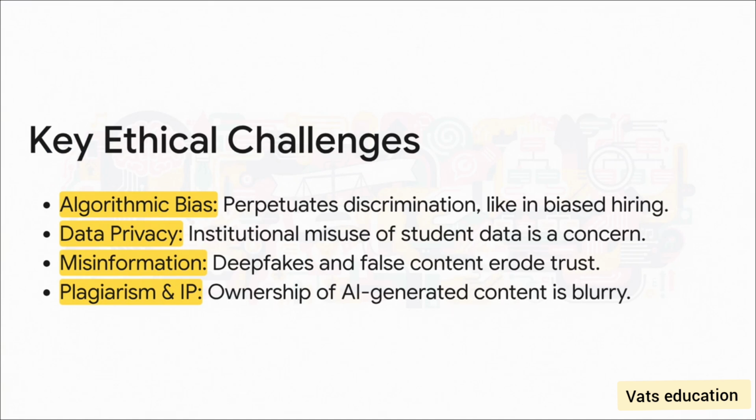Algorithmic bias happens when an AI is trained on biased data from the past, and then it just repeats those same biases. Think of a hiring tool that unfairly screens out certain groups of people. Data privacy, especially with student data, is a huge one. Misinformation? Well, with deepfakes, it's never been easier to create and spread fake content that looks real. And finally, there's that massive blurry question: who actually owns AI-generated content?